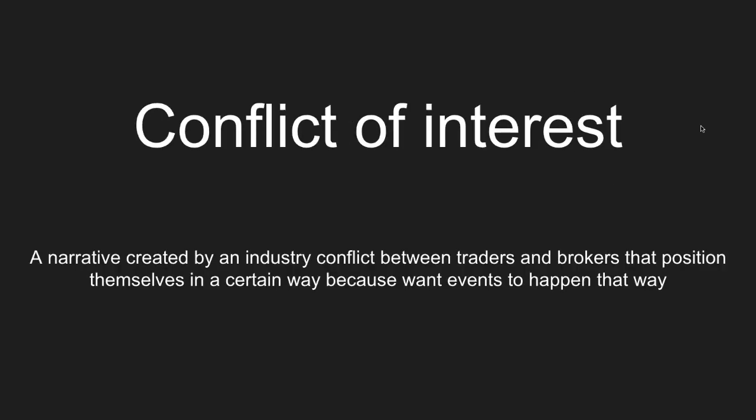So there is a huge conflict of interest here, because this is a narrative created by an industry conflict between traders and brokers, who position themselves in a certain way because they want events to happen that way. I know that a lot of people, after I say this, say, oh, how can brokers be so bad? But come on, that's all based on statistics.